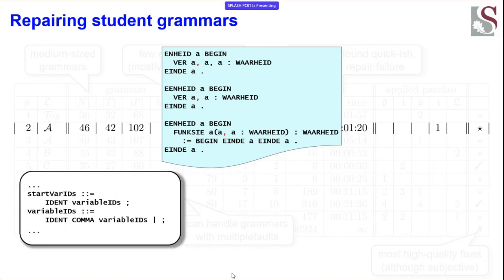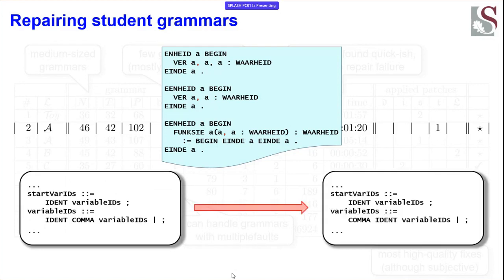Right? The rule variable IDs is wrong. It starts with an identifier and then a comma, but it can go to empty, which means that it always assumes an identifier, but it should be applied in a context where it should first see a comma. Right? So our gfixr system fixes this immediately.